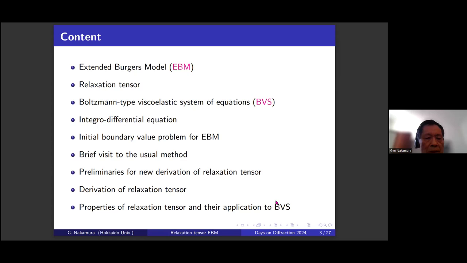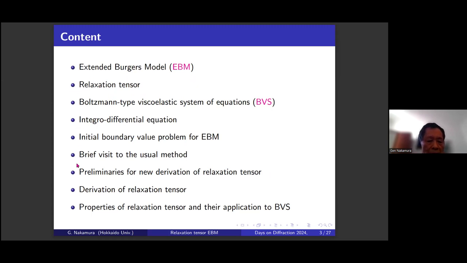Okay, so this is the content of my talk today. First of all, please remember the abbreviations EBM and BVS, which are the extended Burgers model and the Boltzmann-type viscoelastic system of equations. And also another terminology I want you to remember is the relaxation tensors.